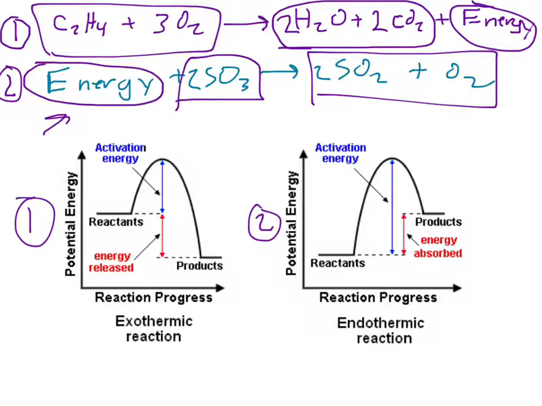Now, anytime energy is released, it's an exothermic process. For an exothermic process to occur, when you go from reactants to products, the products are lower energy. Whenever energy is absorbed, like in this situation here, that's an endothermic process where it's absorbing energy.